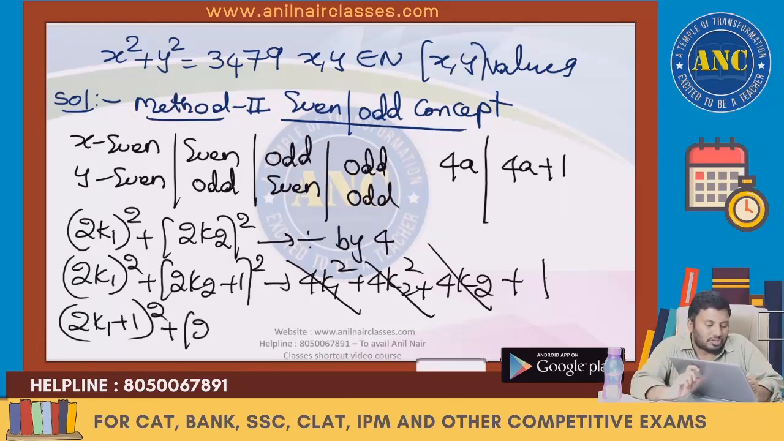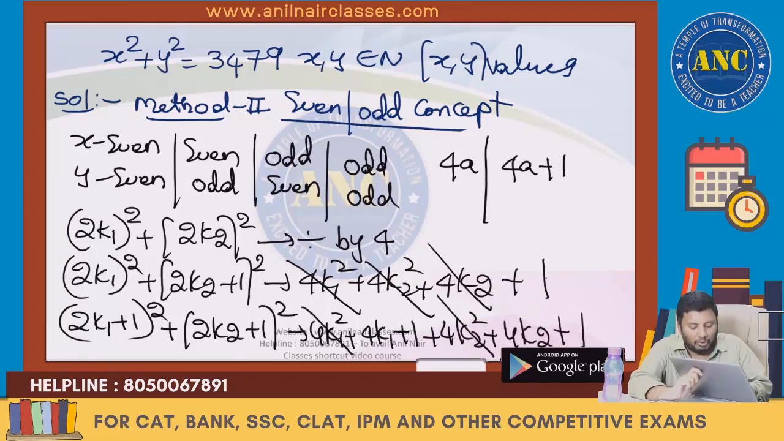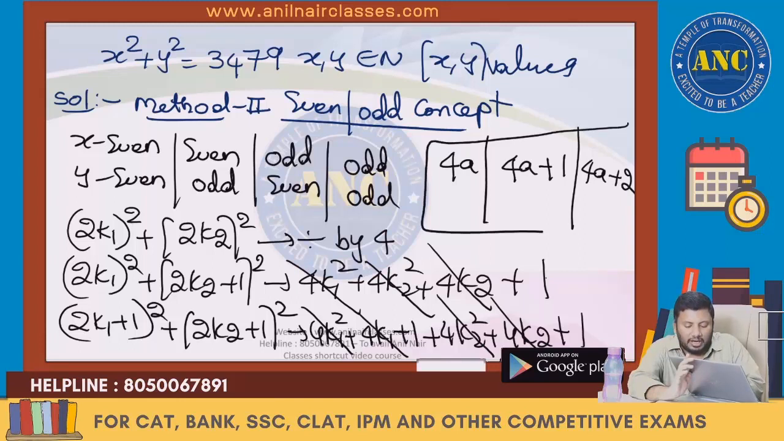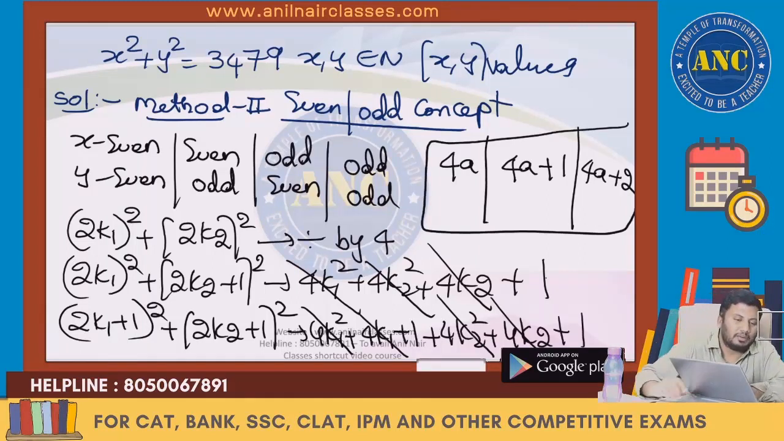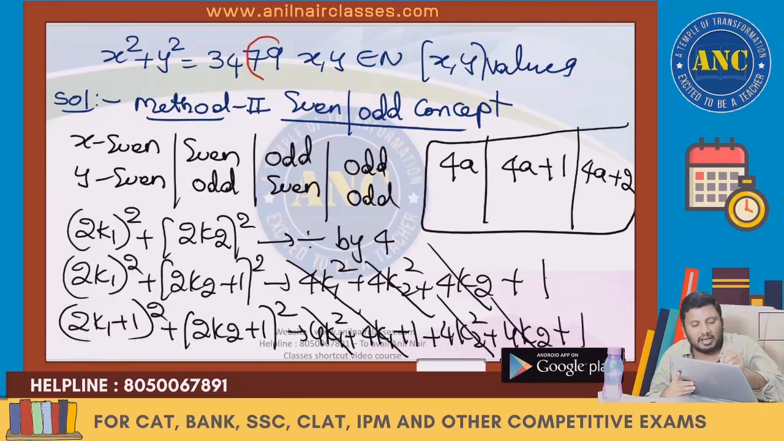One is odd, another is also odd: 2k1 plus 1 whole square plus 2k2 plus 1 whole square. This is nothing but 4k1 square plus 4k1 plus 1 plus 4k2 square plus 4k2 plus 1. These terms are divisible by 4, and it gives a remainder 2. On the right hand side, when you divide by 4, you should get either remainder 0, remainder 1 or remainder 2.